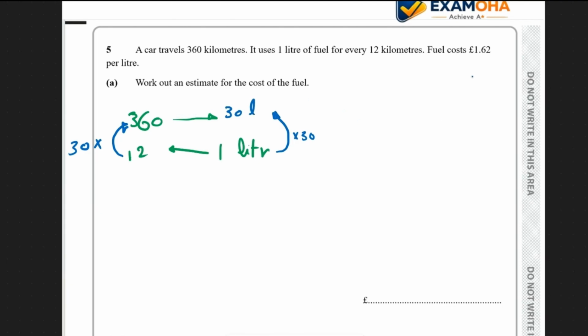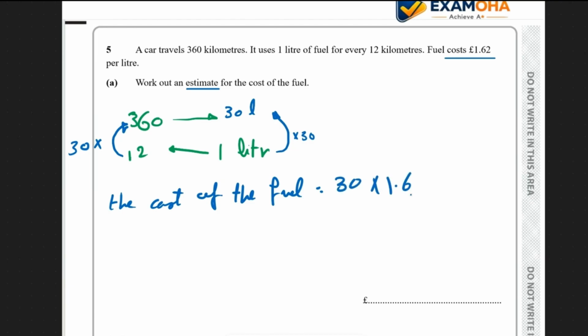And we know the fuel costs £1.62 per liter. The exam is non-calculator, so that's why it's telling you to estimate the cost here. To make it a little bit easier, we know it's 30 liters, so we say the cost of the fuel equals 30 times 1.60 pounds here.